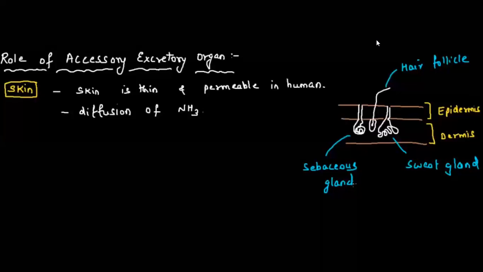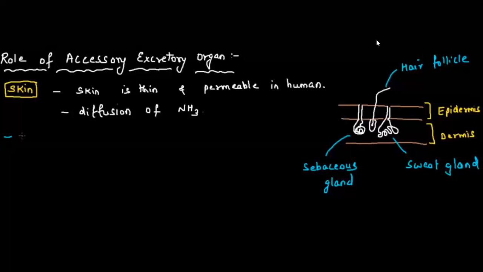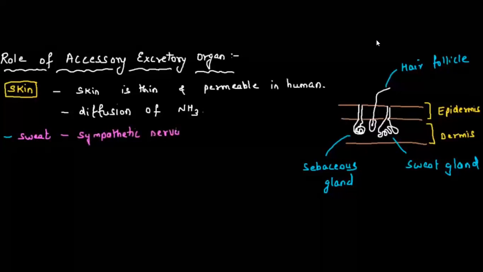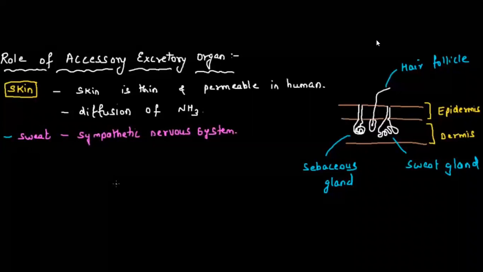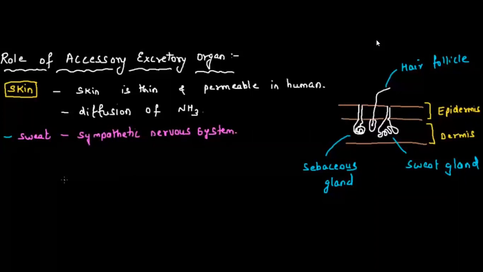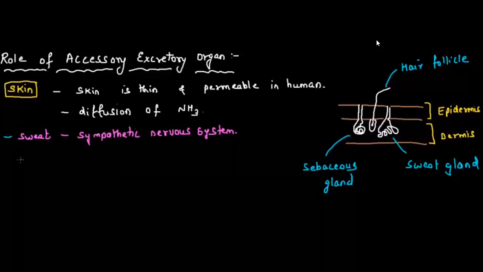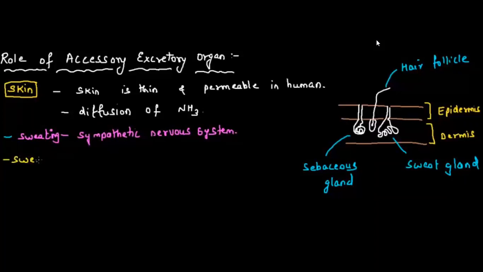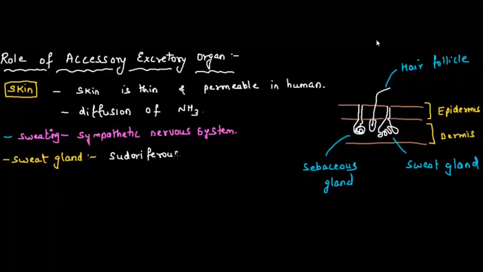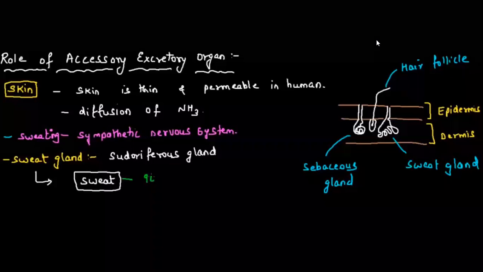Skin is one of the important accessory excretory organs. The sweat secretion is under the control of the sympathetic nervous system. Sympathetic nervous system means it will increase on certain stimuli. Like when you are scared, under fear, you will sweat a lot. When your body is at high temperature, it is going to sweat a lot. So sweating is under the sympathetic nervous system. The sweat gland, also known as the sudoriferous gland, is responsible for secreting sweat.